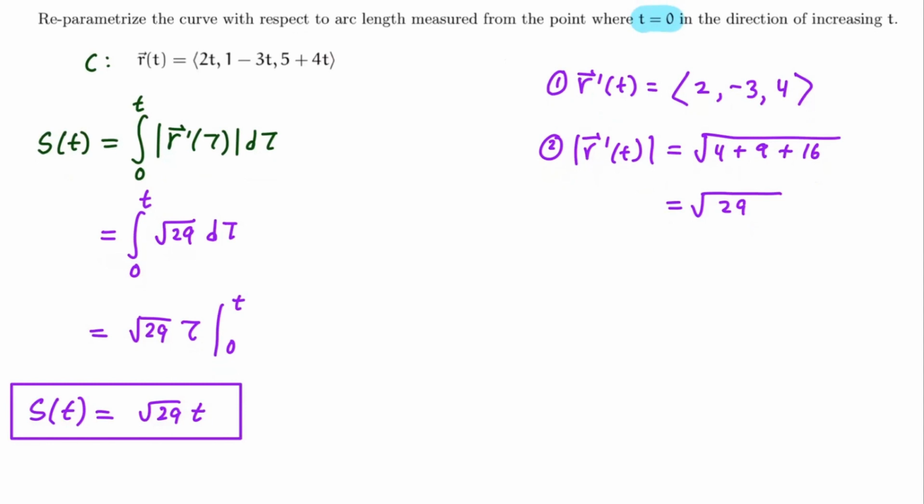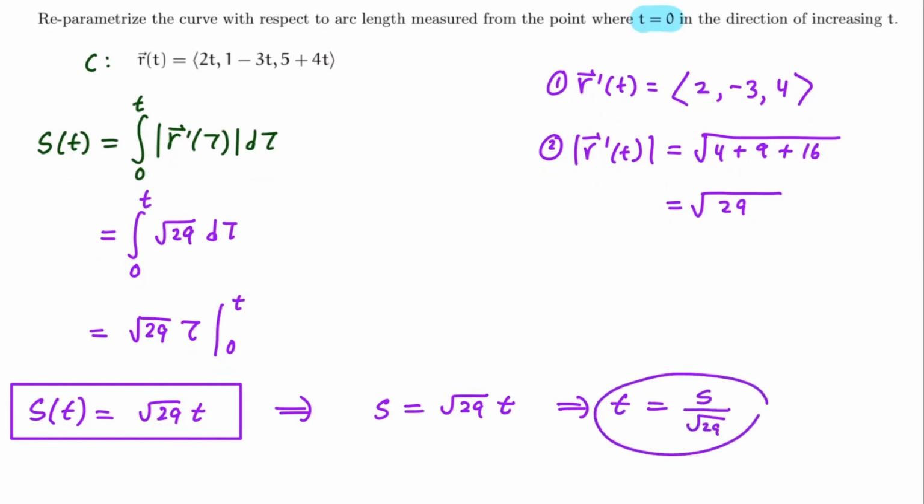Now we want to reparametrize this. What that means is you want to solve for t in terms of s. So you can simplify things and just rewrite it this way. You can say s is equal to square root of 29 t. And then by solving for t, you get a function of s, which is arc length. So t is just simply going to be s over the square root of 29. There you have it. And this is what we're going to plug in right here for each t, and that will be a reparametrization of the curve C with respect to its arc length.